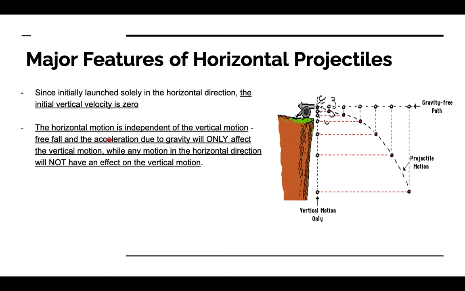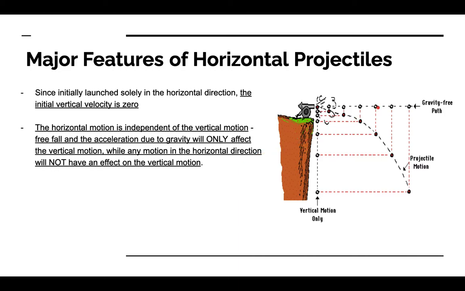As a result, the horizontal motion is independent of the vertical motion, meaning that free fall and the acceleration due to gravity will only affect the vertical motion, while any motion in the horizontal direction will not have any effect on the vertical motion, and vice versa.